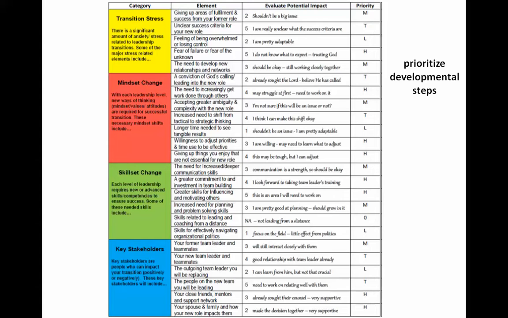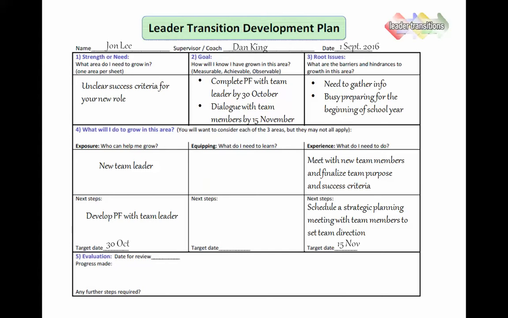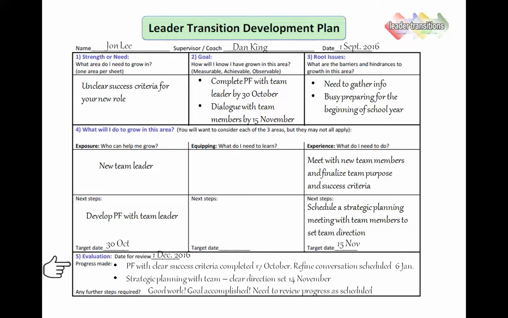As a general rule, the elements with the highest priority ranking and the highest potential impact rating should give some direction. So based on this, his key transition areas should be clarifying success criteria and relating to his new team members, with these as potential areas to consider as well. Now John can fill up his Leader Transition Development Plan. The third step is to assess John's progress here.